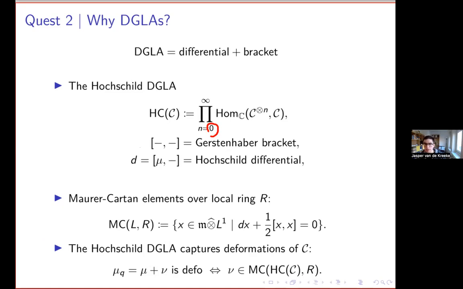The bracket on this DGLA is the Gerstenhaber bracket, which you just know, and the differential is commuting with the given higher product of C. So the mu is the higher product of C. And in case C is an ordinary algebra, this just boils down to the ordinary Hochschild differential for associative algebras.